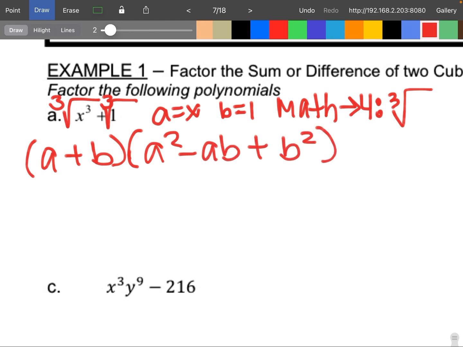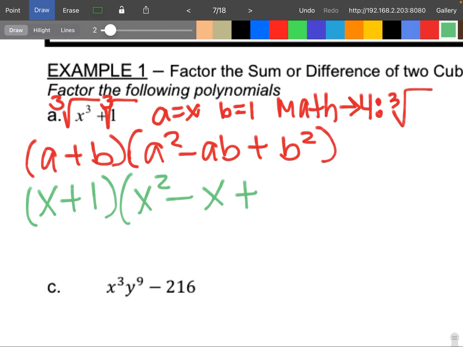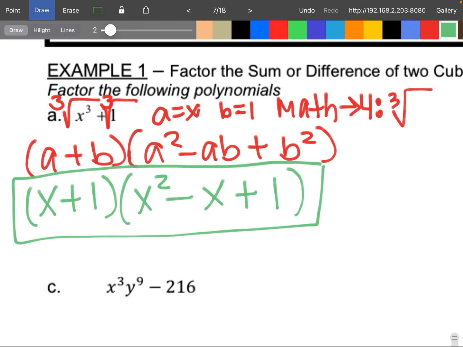So this is the formula from above. Now I'm just substituting in my values for a and b. A we said was x and b was 1, the cube root of both, times a squared, so x squared, minus 1 times x, which is x, plus b squared, which is 1 squared, which is just 1. So once you have substituted it all in, if you don't have anything else to simplify, then this is simply your answer. This is how you factor the sum of cubes.